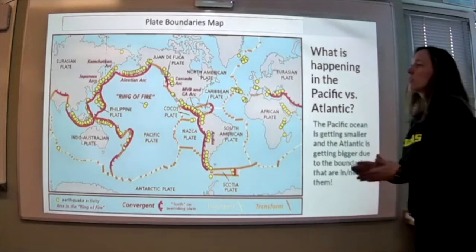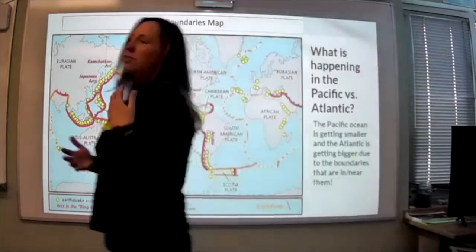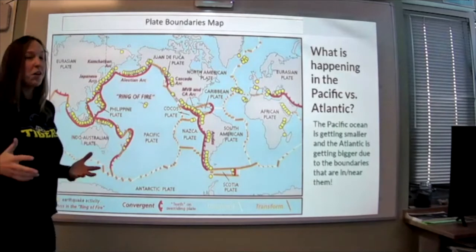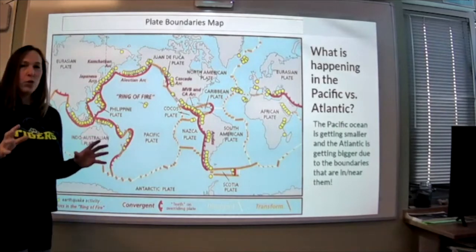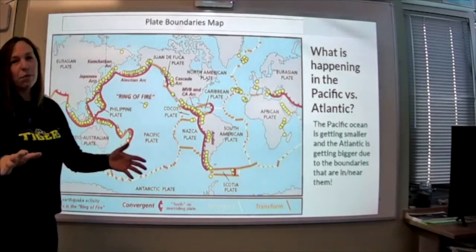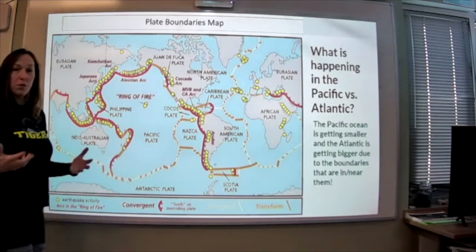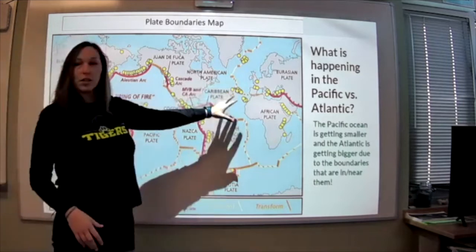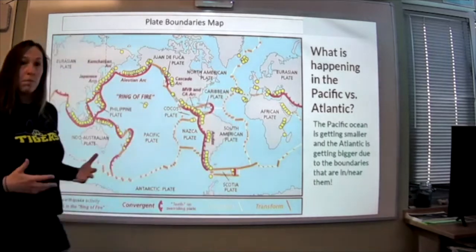One of the questions is asking about the Pacific versus the Atlantic Ocean. And I love this question because it's so cool to think about how our planet is going to change over the next millions of years. Over the next millions of years, the Pacific Ocean is going to look way different than the Atlantic Ocean. It has everything to do with plate boundaries.